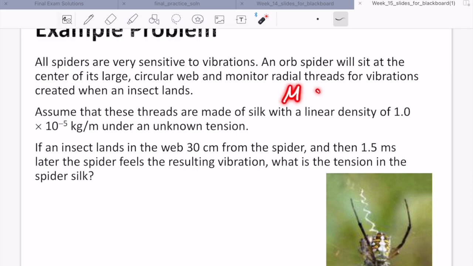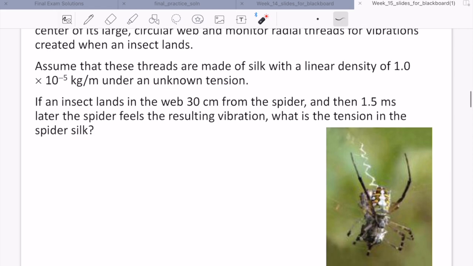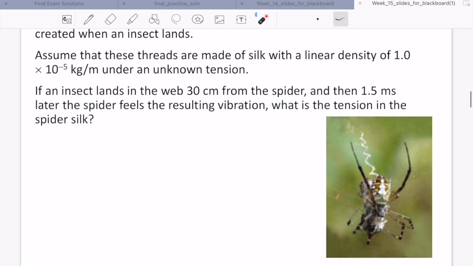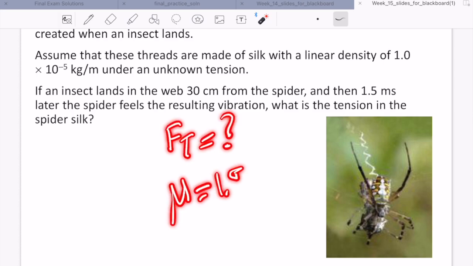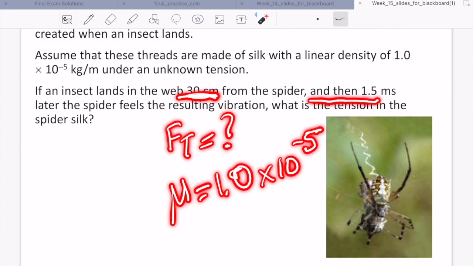So that's our linear density right there, right? Under an unknown tension. It says if an insect lands in the web 30 centimeters from the spider, then 1.5 milliseconds later, the spider feels that resulting vibration. Now they're asking you for the tension. So you know that the linear density is 1.0 times 10 to the negative 5, right? And then you have a specific distance, 30 centimeters, that the spider feels after 1.5 milliseconds.